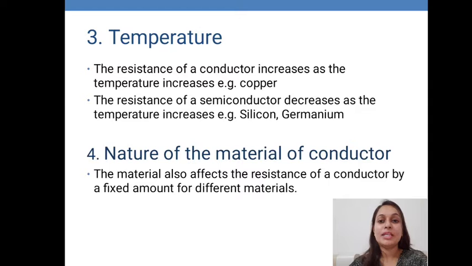Now the fourth factor that affects resistance is nature of material. Every material has its own nature, and because of that, it affects the resistance. Every material has some specific value of resistance present in it, which is fixed. So for different materials, the value of resistance will be different. That's why the resistance of any conductor also depends upon the nature of its material.